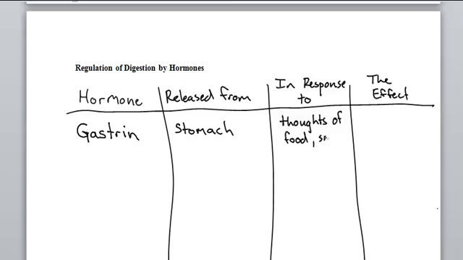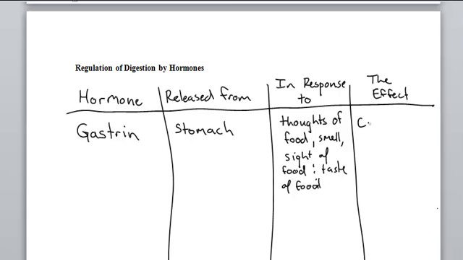The smell of food, the sight of food, and the taste of food. You shouldn't have to write food every time. You could just do thought, smell, sight, taste of food. Would have been more efficient on my part.